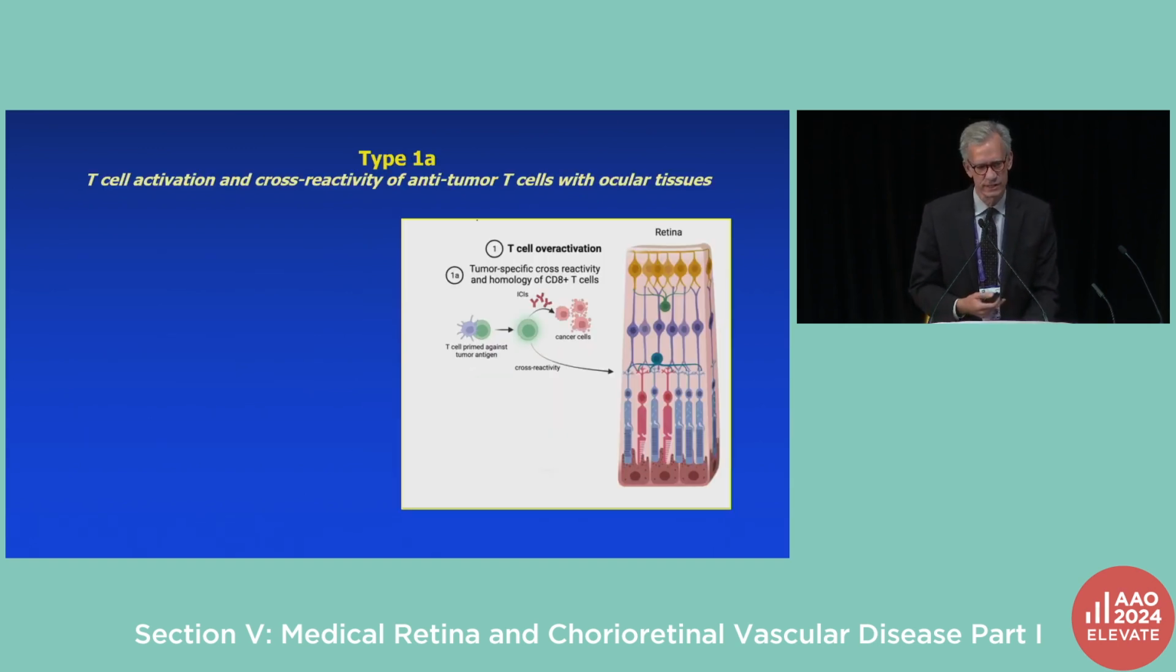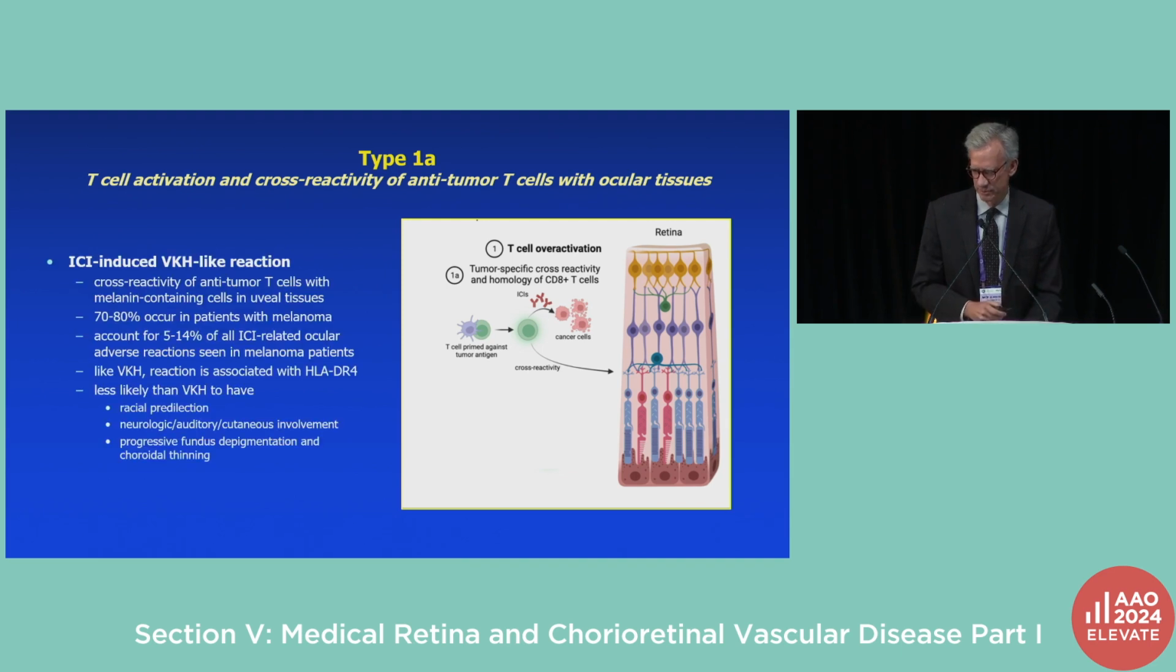Type 1A involves T cell activation and then cross-reactivity of anti-tumor T cells with ocular tissues. This is the one that is the most intuitive, was nicely illustrated by Matt Cunningham's beautiful case of an ICI-induced VKH-like reaction. So in this one, there's cross-reactivity of anti-tumor T cells with melanin-containing cells in the uveal tissues. 70 to 80% of these reactions occur in patients with melanoma and account for 5 to 14% of all ICI-related ocular adverse events in melanoma patients.